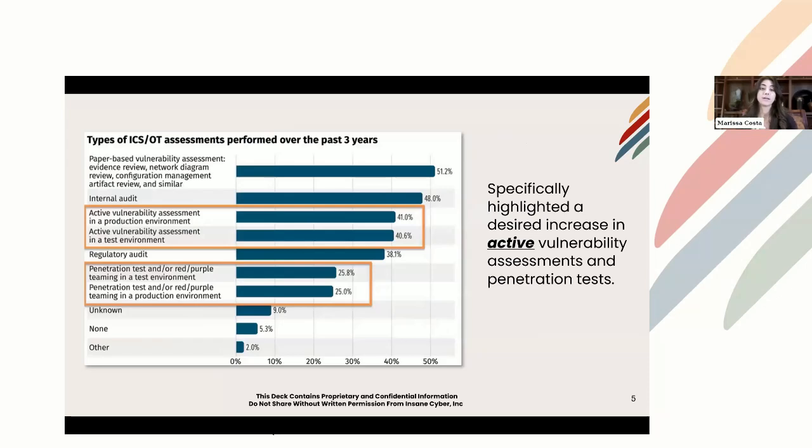And I also took this slide from the SANS survey of OT and security. It's the types of ICS and OT assessments that were performed over the past few years. I thought this was really great too. The highest percentage that was seen is paper-based vulnerability assessments. So that's things like network architecture reviews and configuration management reviews.